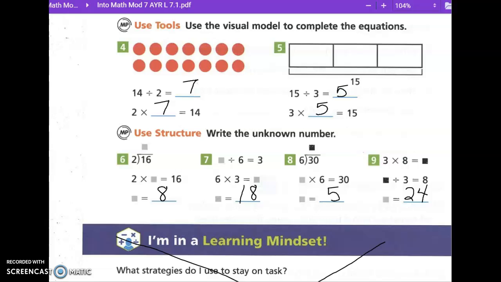Be sure that you put labels on the ones that need labels. Number 7 needs a dollar sign. 11 needs a label. 12 needs a label, and 13 needs a label.